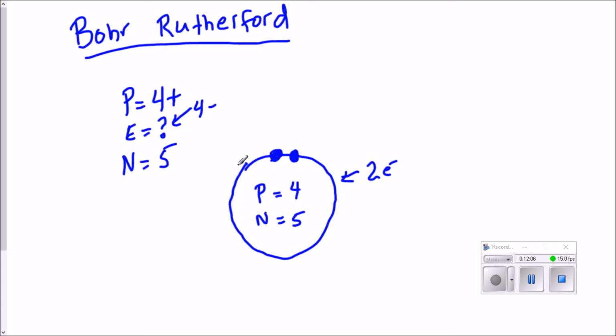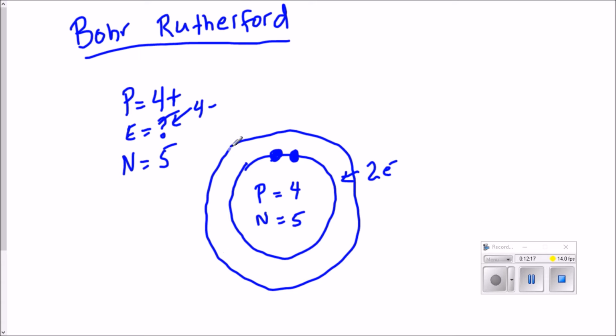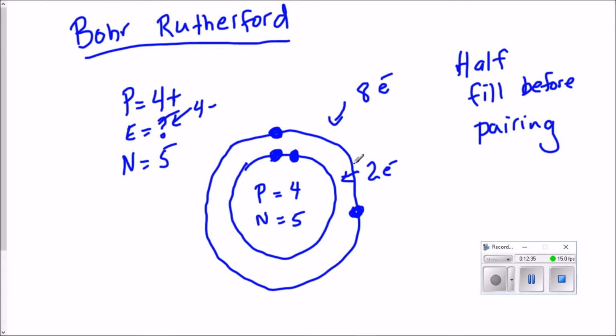So that means we need a whole other shell because the first shell holds 2 electrons. Now the next shell that we have is actually going to hold 8 electrons. Now we can't put 8 there because we only have 4 and we place 2 in the first, so that means we're going to have 2 in the second. Now we do not put both electrons beside each other. What we do is we always half fill before we pair. So here's my 4 electrons. I've got 4 electrons, I got 4 protons, so 4 pluses, and these are my 4 negatives flying around on the outside. It's a neutral atom because it has no charge overall. It's got a mass of 9 because the mass comes from the 4 and the 5 here, or the protons and neutrons here.